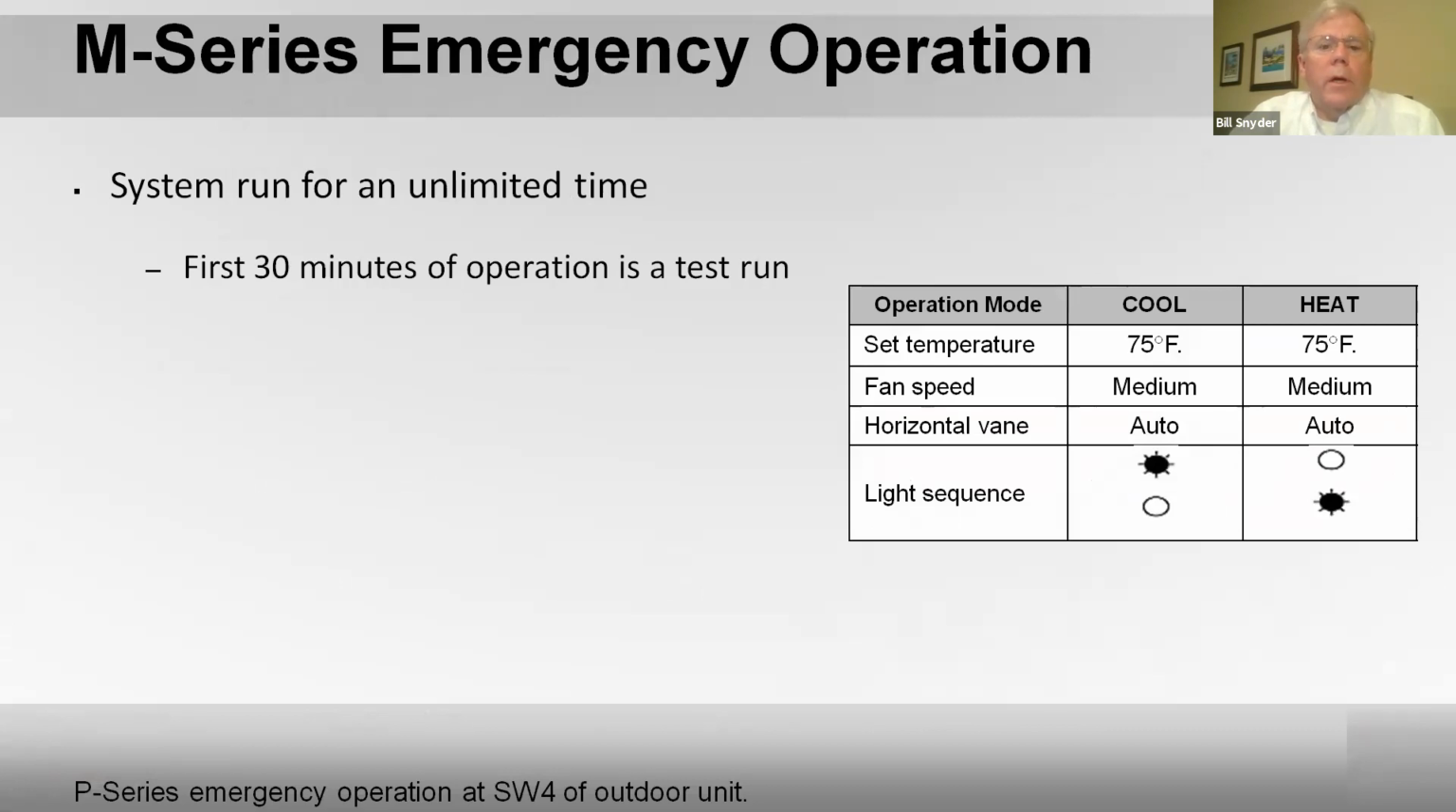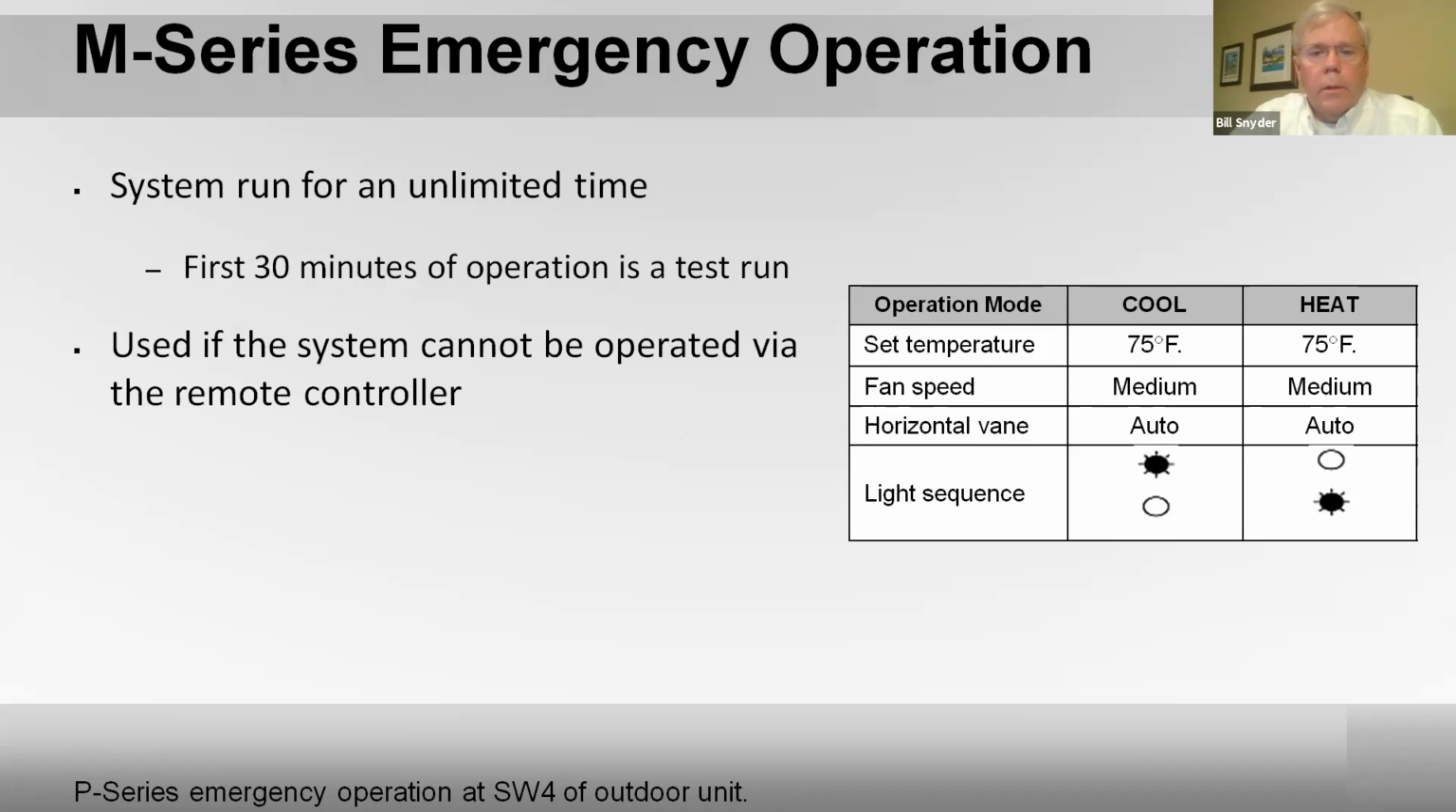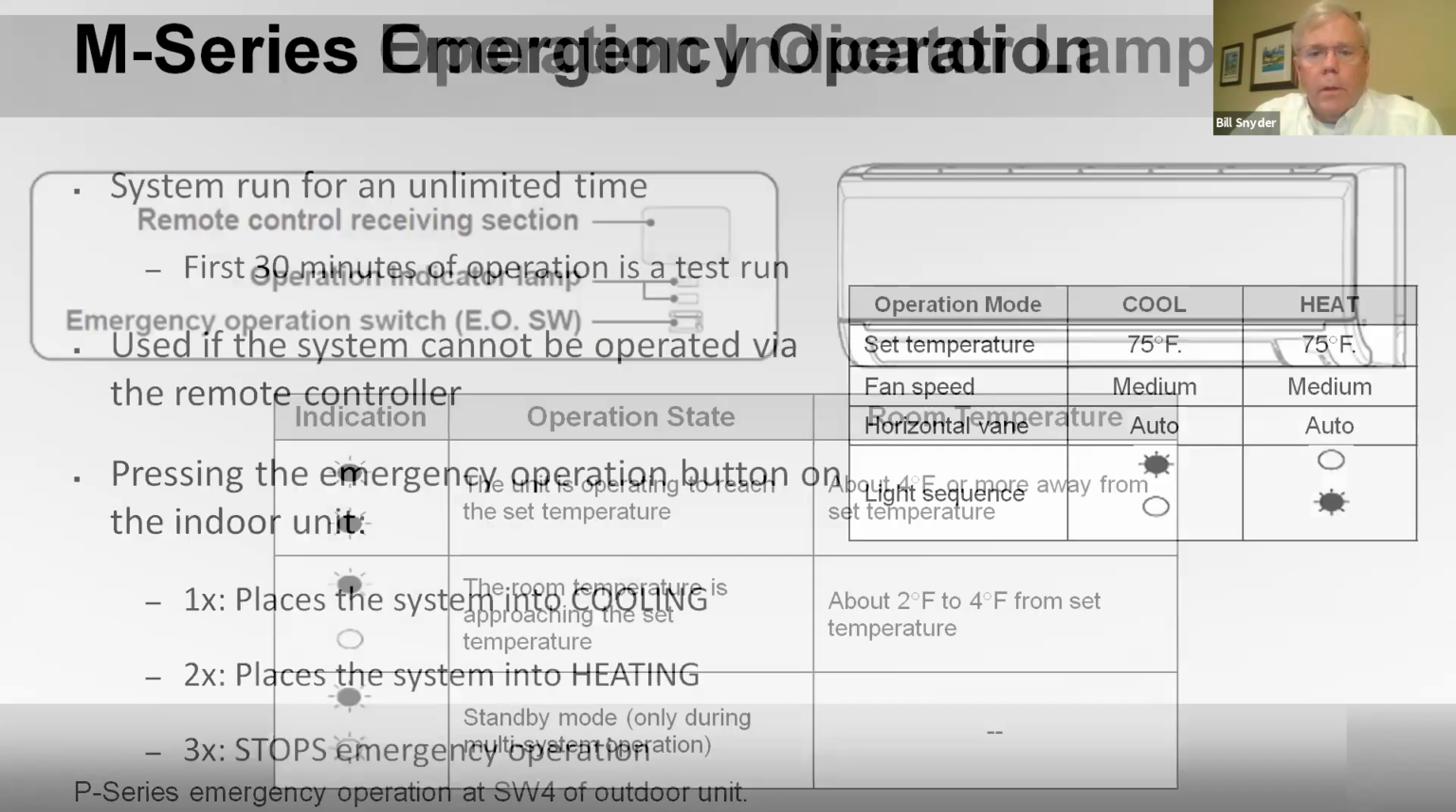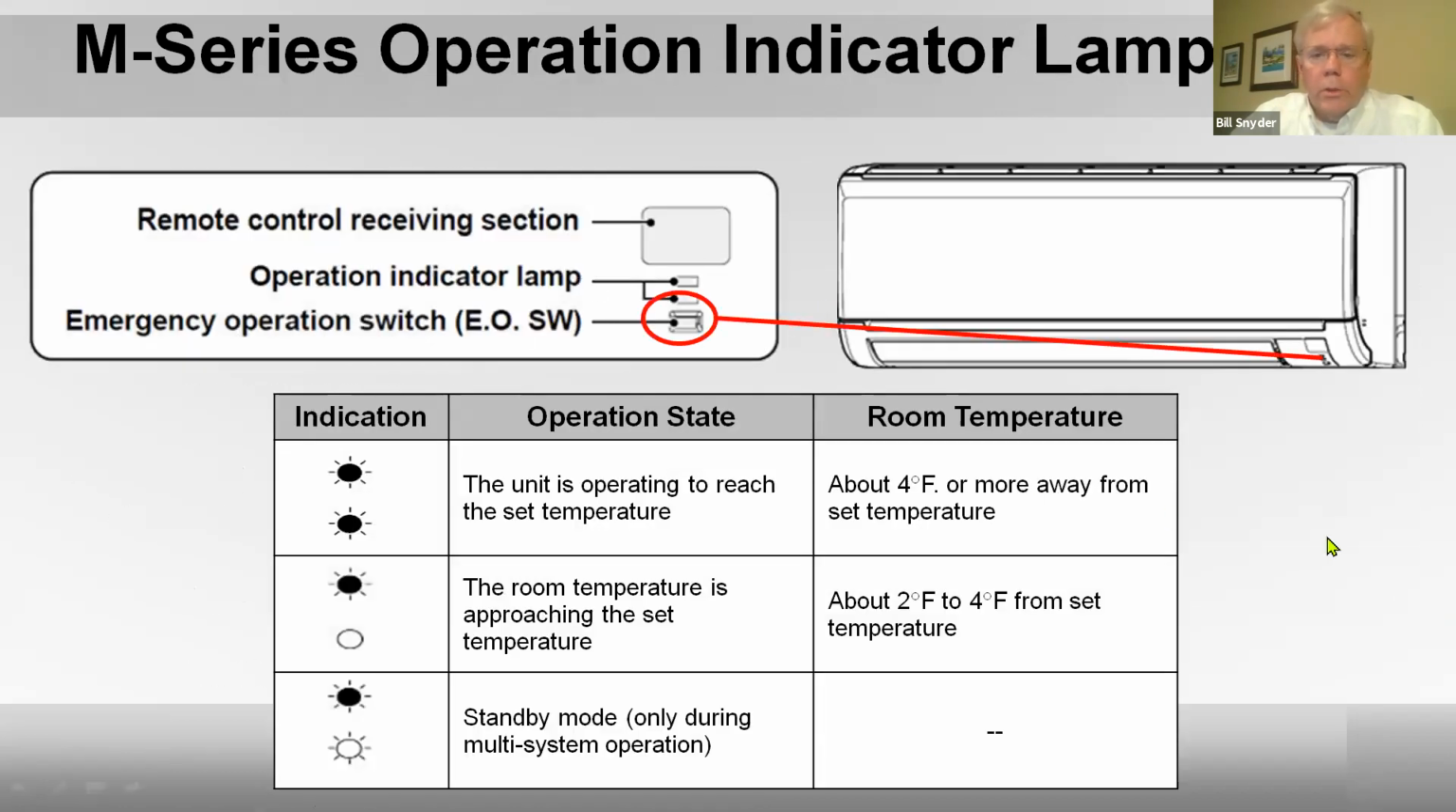Now we're almost to the end of this section. We'll talk a little bit about emergency operation and test run. If you put it in test run by pushing the little button, which is the, hang on, let me find out, the EO switch. There's an EO switch on the front of these units.